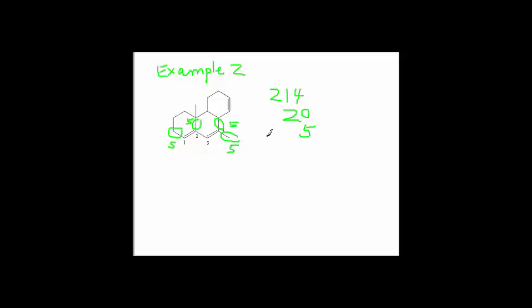So that should do it. We add up everything here. 5 and 4 are 9, 2 and 1 are 3, and then the 2. The predicted lambda max for this compound of example 2 is 239 nanometers.